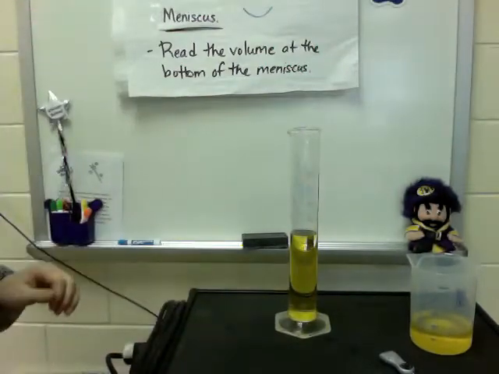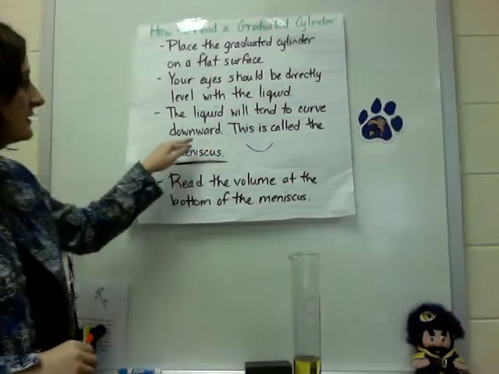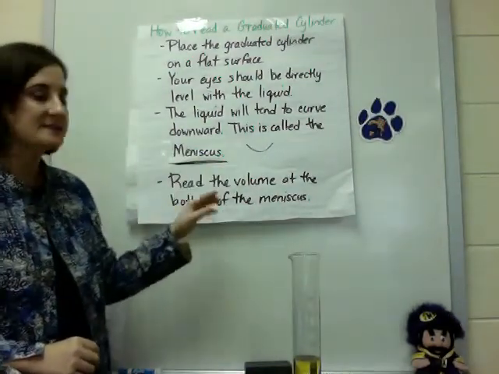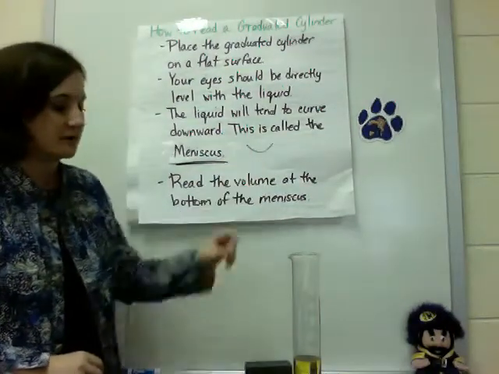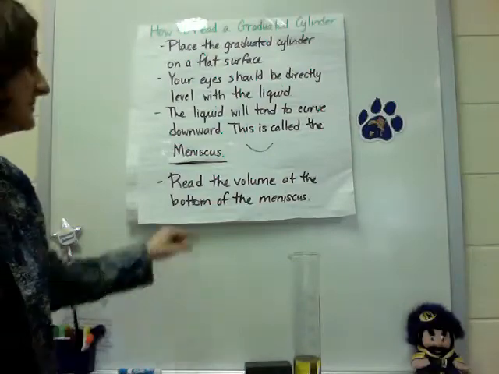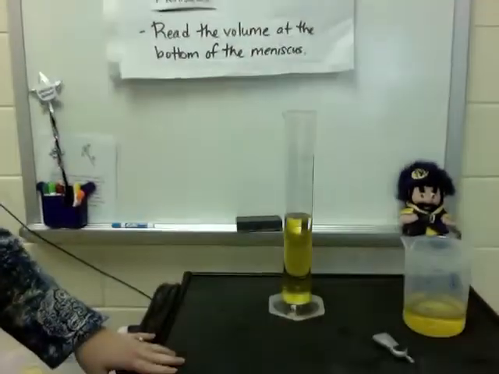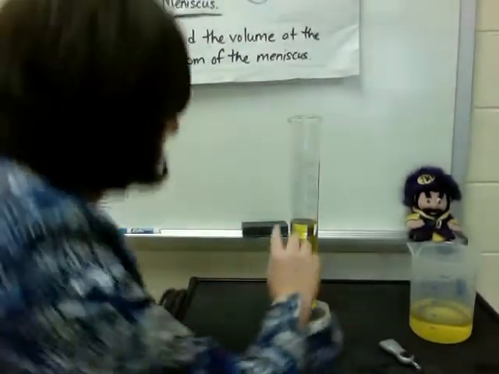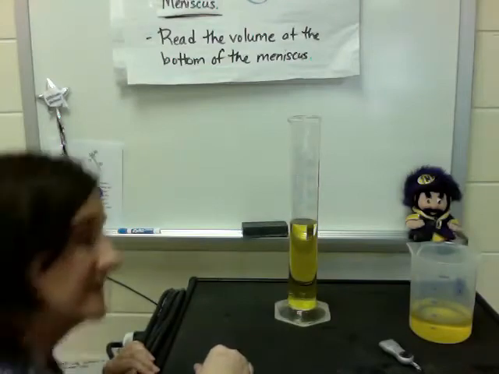Now, when you look at this on eye level, you're going to notice that the liquid will have a downward curve to it. And this is called a meniscus. So here again, we see the downward curve. When we go to read the volume of the liquid, we're going to read it from the bottom of the curve. So if we take a closer look at this graduated cylinder, we get on eye level, look at the bottom of the meniscus, we see it clocks in at 300 milliliters.